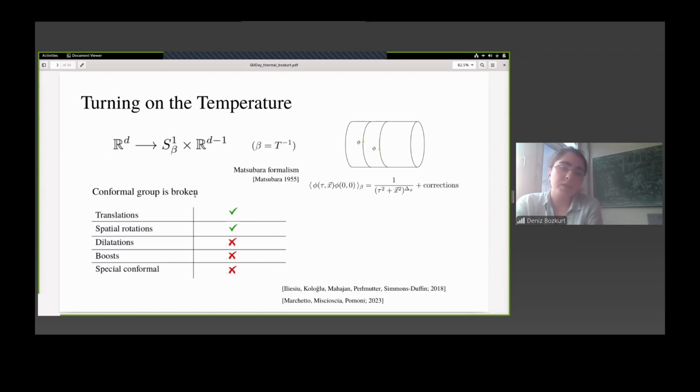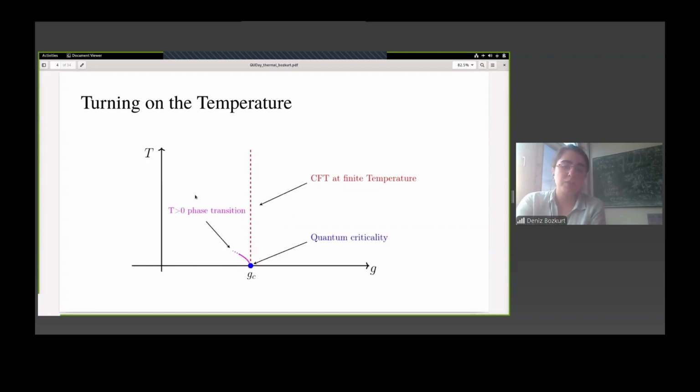And when we do this, the conformal group is broken. On the cylinder, the translations and spatial rotations are still preserved, but the dilatations, boosts, and special conformal transformations are broken. So this will drastically affect the form of our correlators. But still we have the translations and spatial rotations, so we will make use of them. And before going into further detail, I wanted to give you a general picture of where we are in the phase space, if you want.